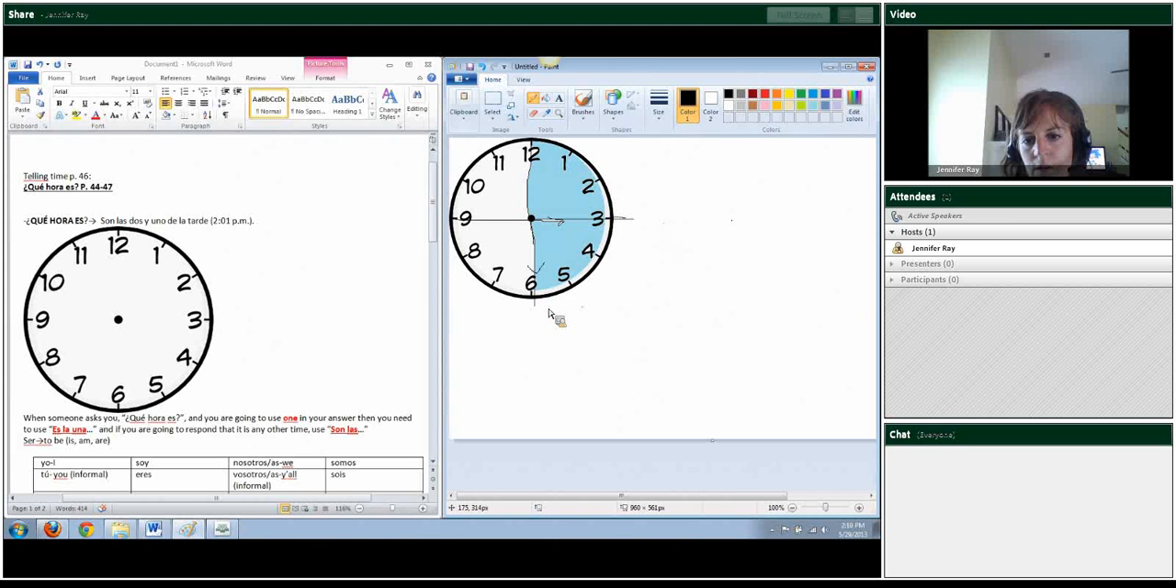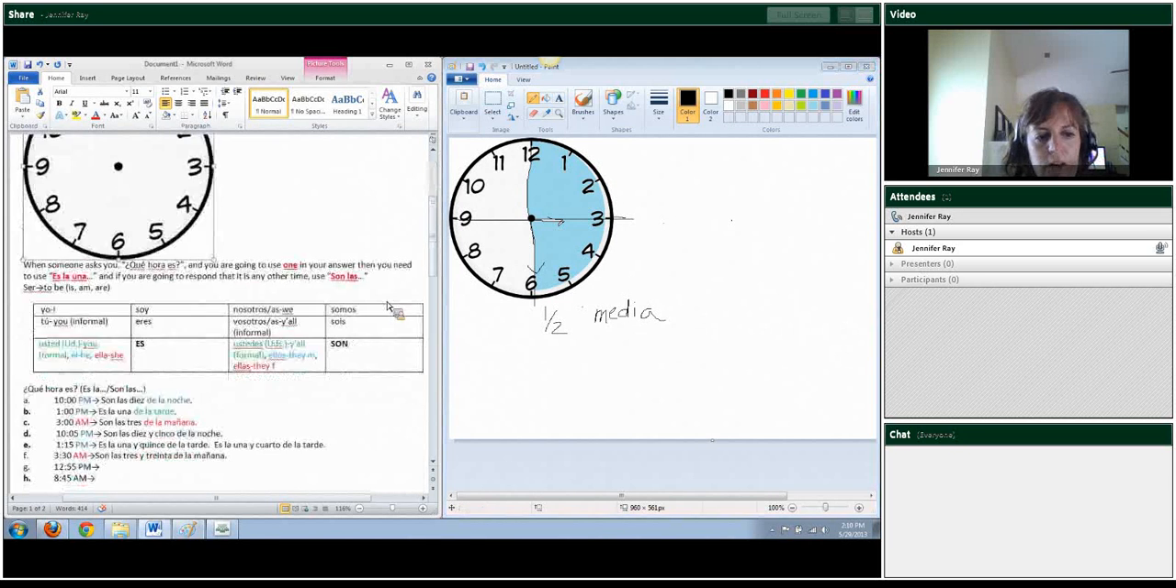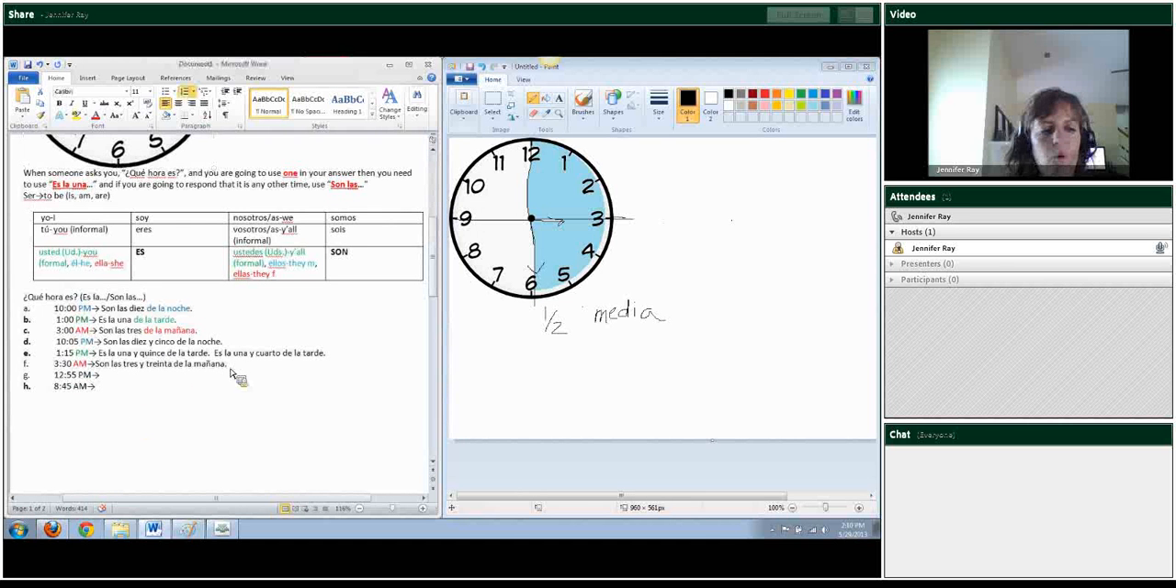And a half is "media." So I can go down here and say "son las 3:30 de la mañana," or I can say "son las 3 y media de la mañana." And it's not wrong to do it the other way, but it's preferred to use the cuarto and the media. So I'm going to highlight those.